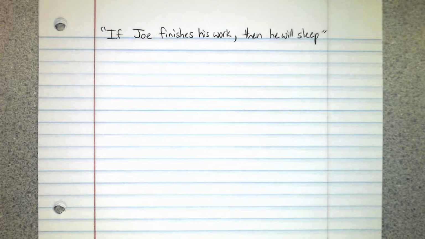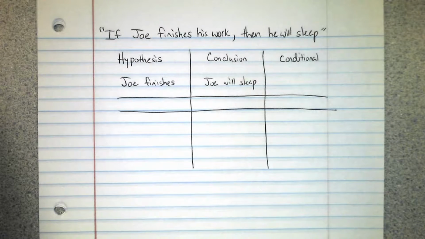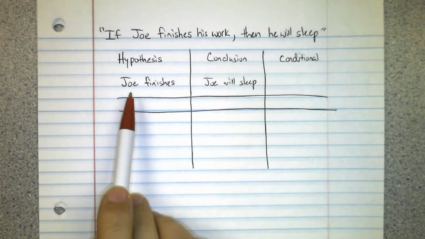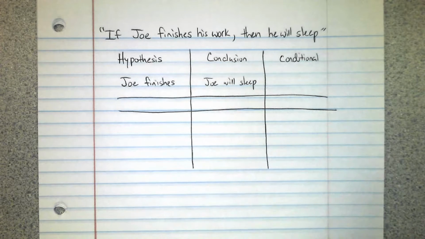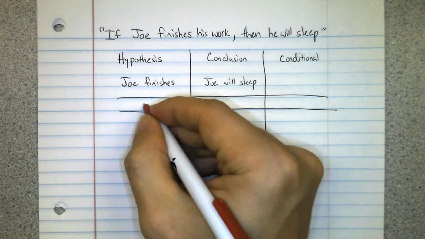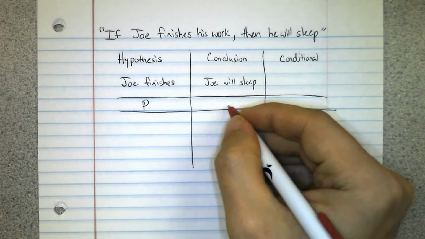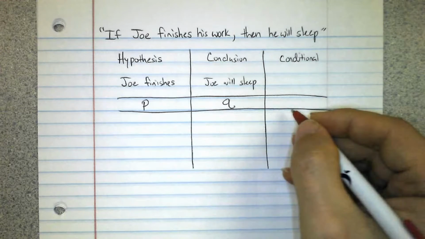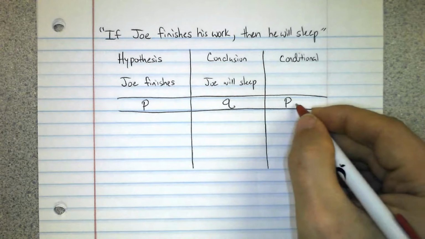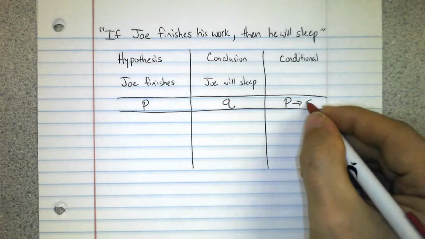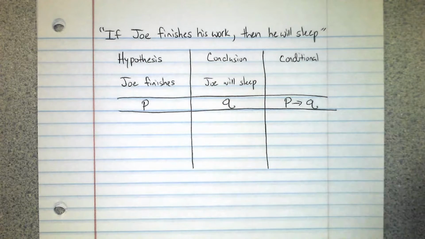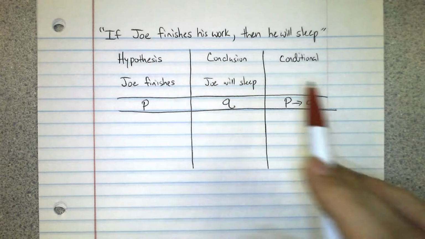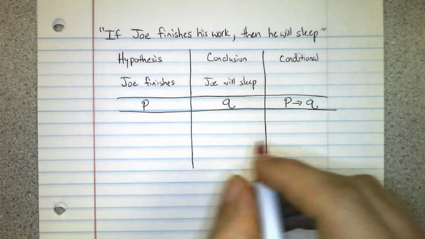Let's take a look at this conditional statement. If Joe finishes his work, then he will sleep. So, the hypothesis here is that Joe finishes his work. The conclusion is that Joe will sleep. So, let's say that the hypothesis is P and the conclusion is Q. Therefore, we have if P, then Q. Well, let's make a little truth value chart. Remember truth values from last section? We can use those for the hypothesis, conclusion, and conditional as well.